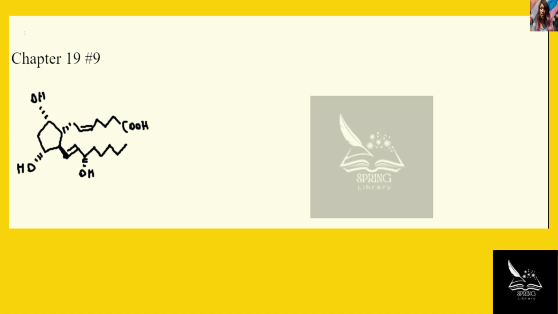We're asked how many tetrahedral stereogenic centers this molecule contains. We're asked to draw its enantiomer. We're asked how many of its double bonds can exhibit cis-trans isomerism. And then we're asked how many possible stereoisomers there are for this molecule.